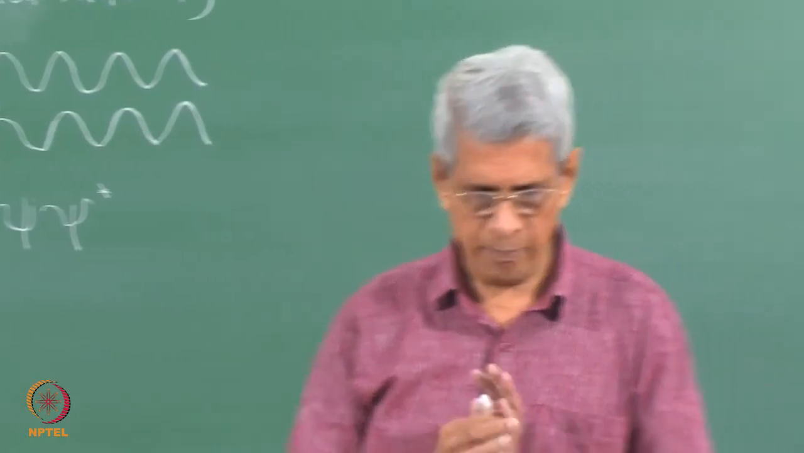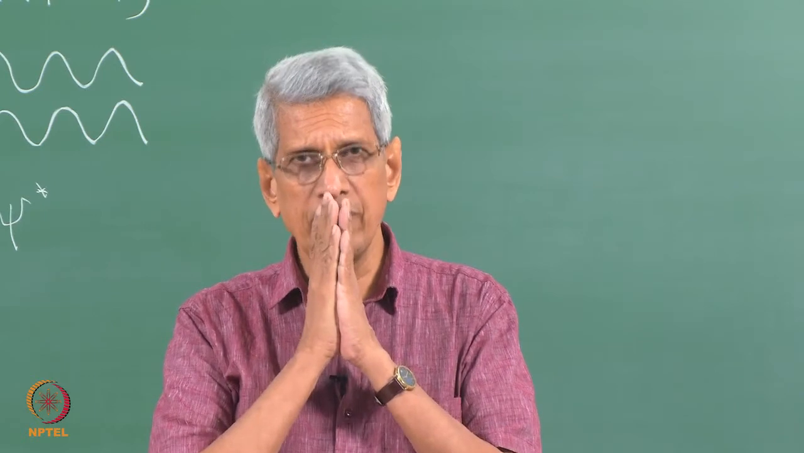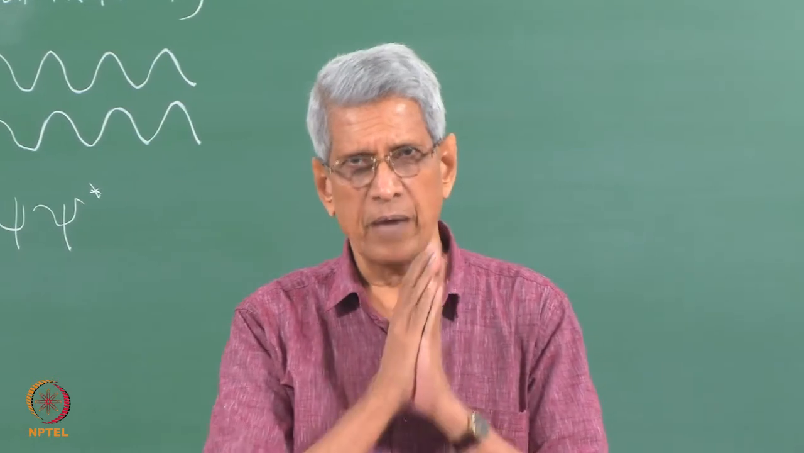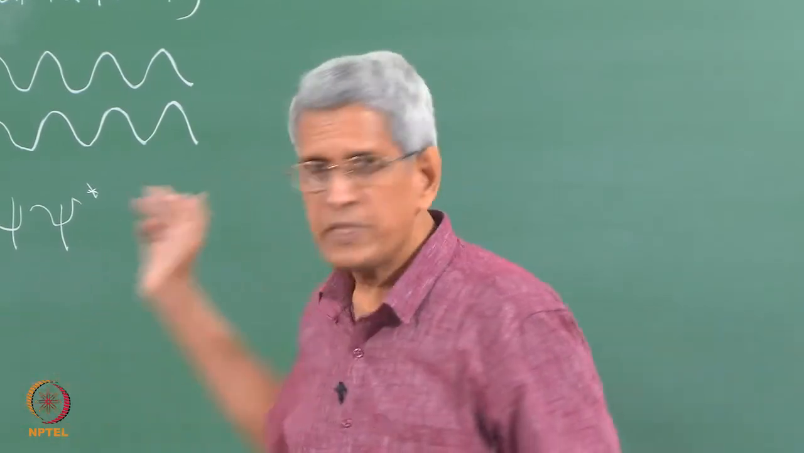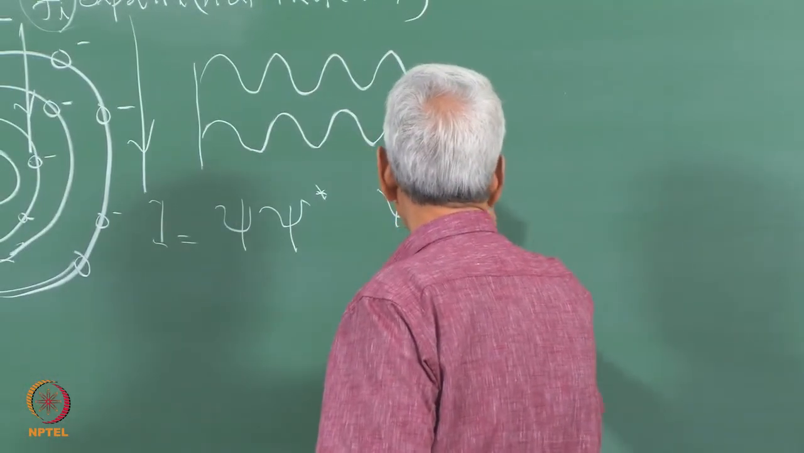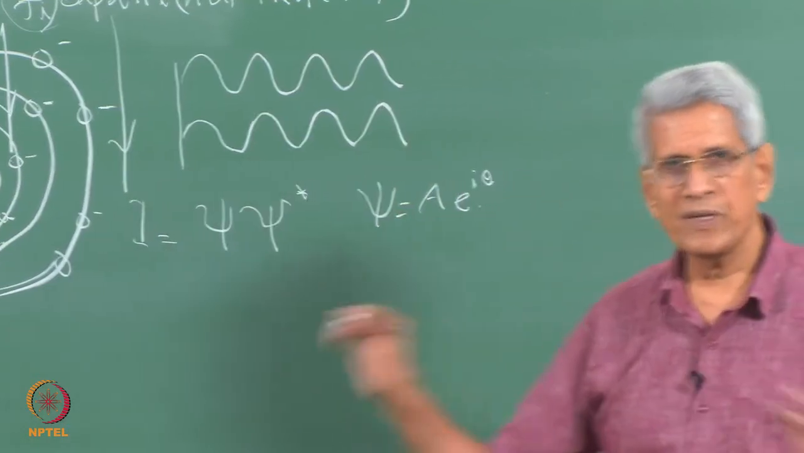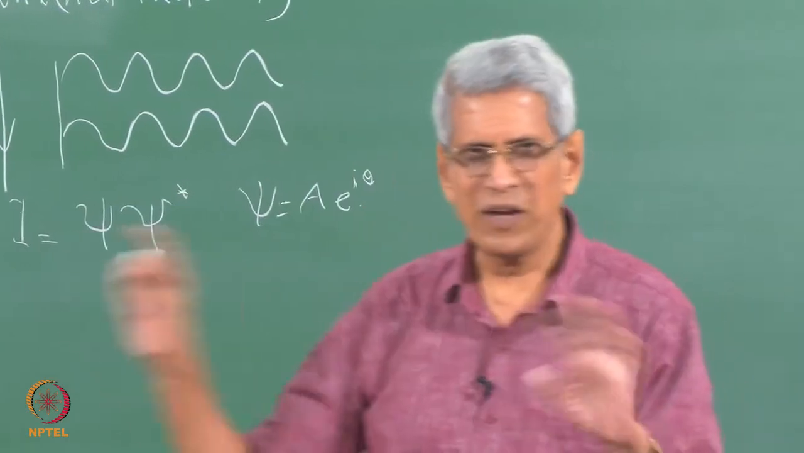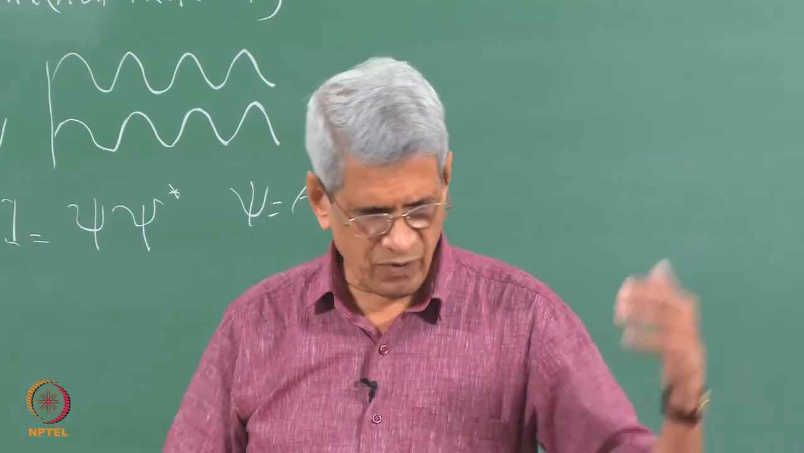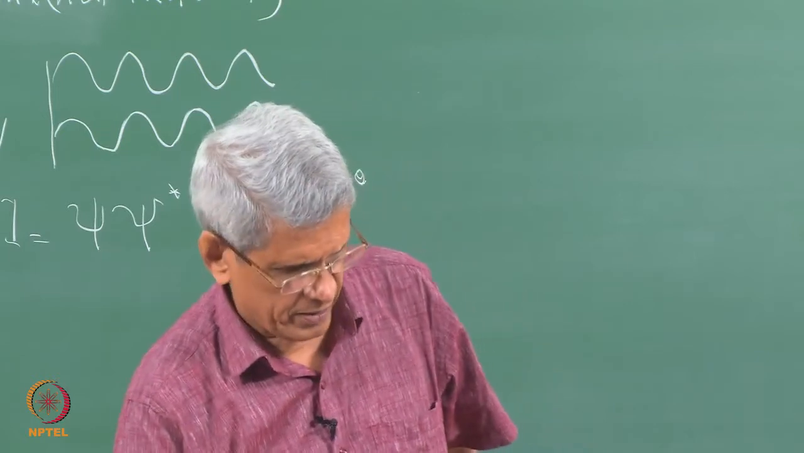In this particular case, when it is coherent, we first add the amplitudes and find out the net resultant amplitude. We can express each of these psi in terms of an amplitude A into e to the power of i theta, or we can represent it in terms of a vector diagram and find out the resultant. There are many ways in which it can be done. Then once we have that total amplitude, from the psi star, we can find out the intensity.